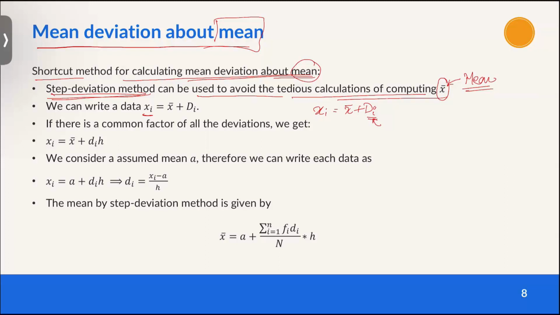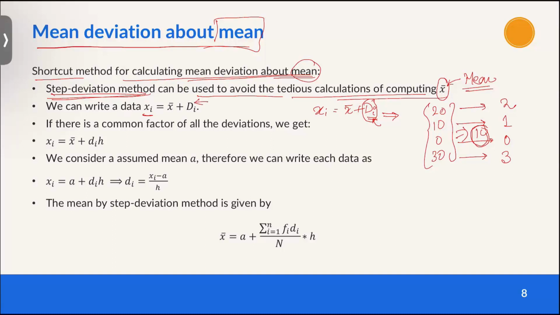Now, if we have this di for each value, there is a common factor. So suppose for deviation of the first it is 20, the second it is 10, the third it is 0, the fourth it is 30, and so on. So you see there is a common factor of 10. So you can say the first is deviated by 2 steps, the second is deviated by 1 step, the third is deviated by 0 steps, the fourth is deviated by 3 steps. So there is a common factor 10 in all these deviations.